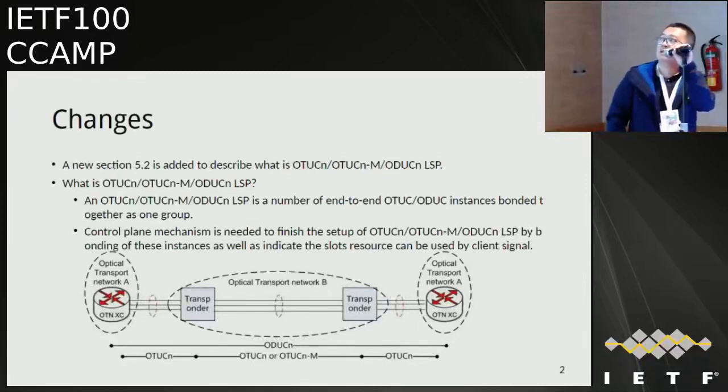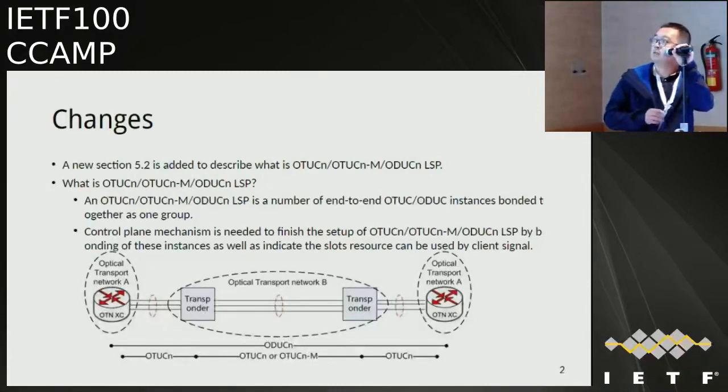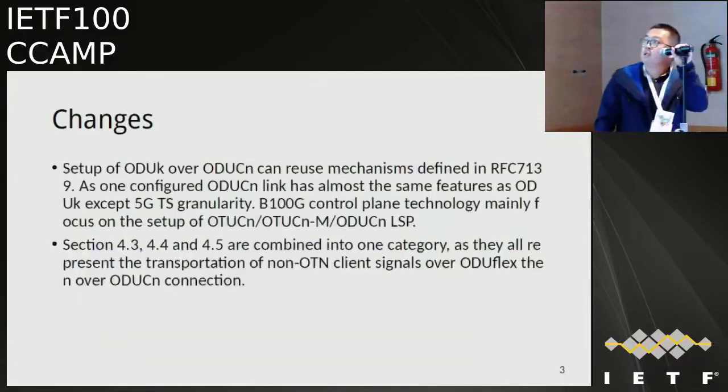During the program meeting, the first version of the framework draft was discussed, and we also had some questions and topics to discuss, like what is OTUC or OTUC ISP, which was discussed but not included in the framework document. So some changes were made in the draft, with a new section to describe what this ISP is. Actually, the ISP is a number of end-to-end instances bound together as a group. That is the definition. What the control plane needs to do is just finish the setup, finish the bonding of these instances, as well as indicate some slots that may be available. This is the first change.